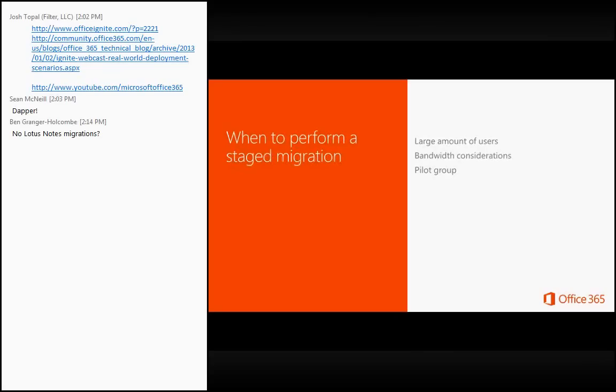But what happens though is the MX record is still pointing to your on-premises Exchange server, and what that actually does is forward any emails that come into that mailbox to the user's email address in Office 365.